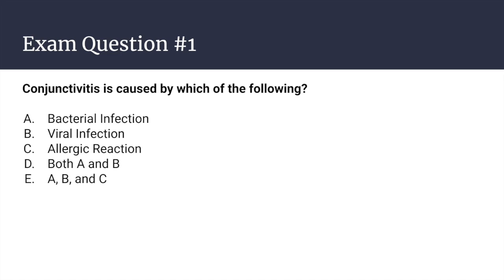So, exam question number 1. Start with a little easier one for the first one. So, conjunctivitis is caused by which of the following? A, bacterial infection, B, a viral infection, or C, an allergic reaction, D, both A and B, or E, A, B, and C. So, as we had discussed before, conjunctivitis is caused by all three of them. So, the answer would be E, A, B, and C.